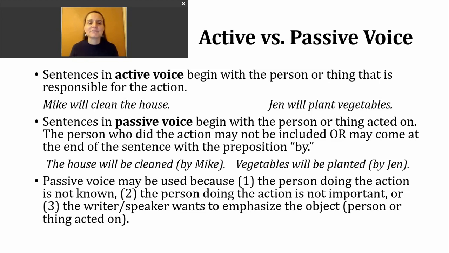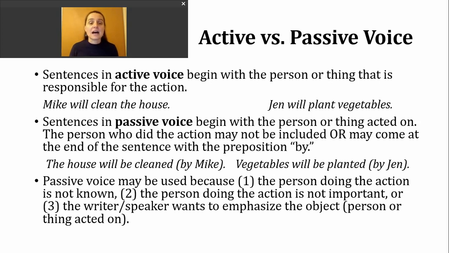It's Jen. Sentences in the passive voice, though, are going to begin with the person or the thing that is acted on. The person who did the action, or in this case with the future, who will do the action, may not be included in the sentence. Or if that person is included, it's generally going to come at the end of a sentence and we'll use the preposition by right before it.